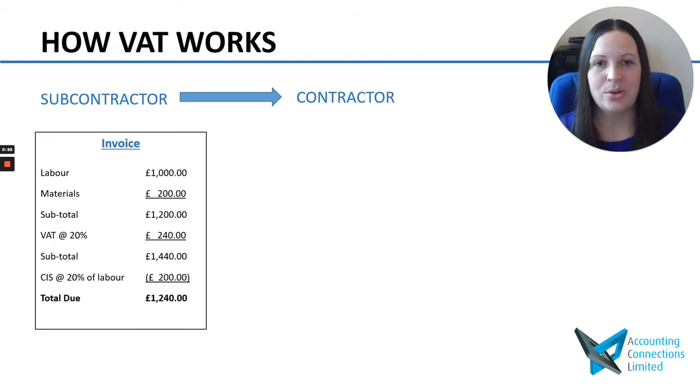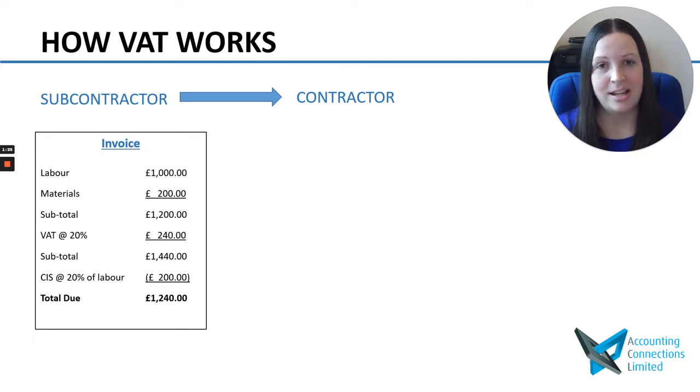Okay, so in order to establish what's changed and why, I think it's important to recap over how VAT works. So here we have an example of a standard invoice that you might see a subcontractor sending to a contractor. They've charged £1,000 for their labour time, they've charged another £200 in materials. What they've then done is they've added VAT on top of that at 20% like they should, and they then took off 20% CIS, which is only on the labour element.